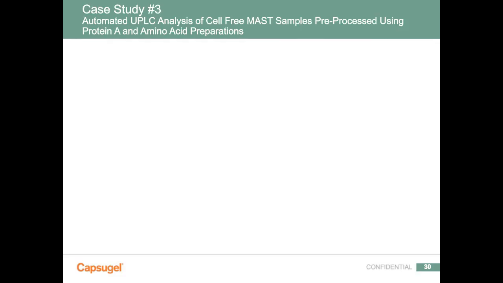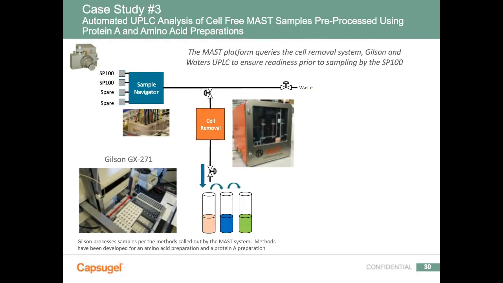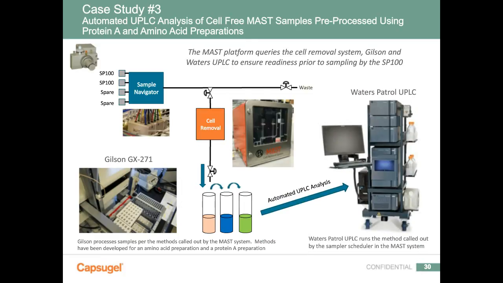So this slide shows that we send the samples through the cell removal to the Gilson, and then from the Gilson we fill up a sample loop on a 6-port 2-position valve. Once the sample is in that loop, we switch it over to the Waters, and then MAST communicates that the sample's there, and the Waters draws that sample in. That's our typical process for doing that.